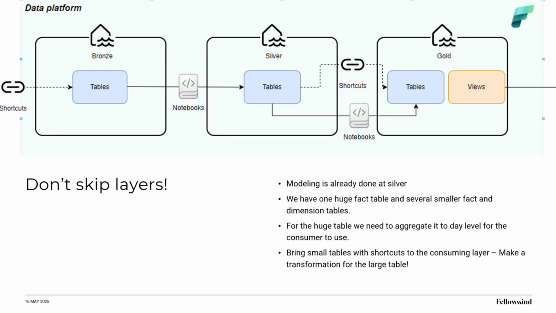And this is again another example on don't skip layers. So we have a huge fact table and several smaller fact and dimension tables. And for the huge table, we need to have an aggregation for our Power BI. So what we now do is we bring all the smaller ones, the small fry comes with a shortcut to the last layer, and then the big table comes with the notebook.